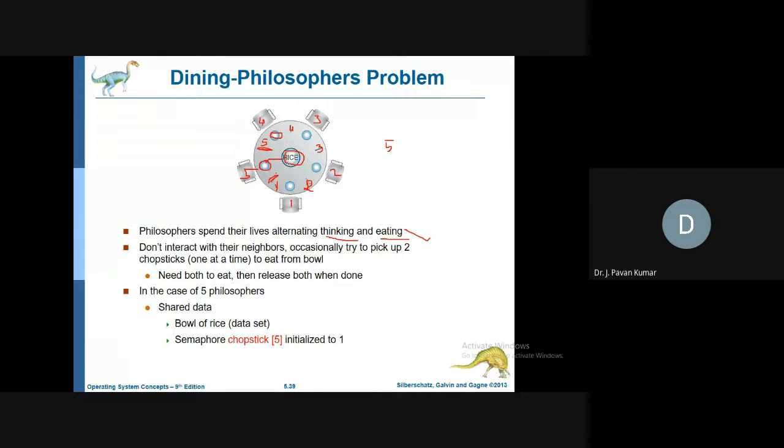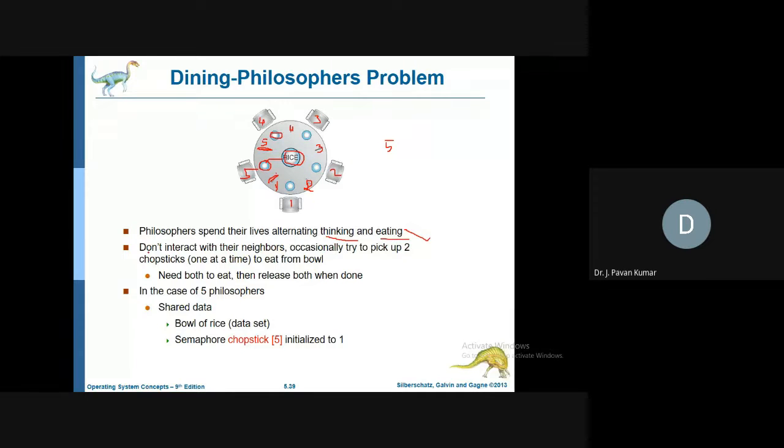Now you consider, in order to eat, the first philosopher needs to get 1 and 2. In order to eat, the second philosopher needs to get 2 and 3. Similarly, in order to eat, the fifth philosopher needs to get 5 and 1. Got it? Like this, two chopsticks he needs to get, then only he is able to eat.